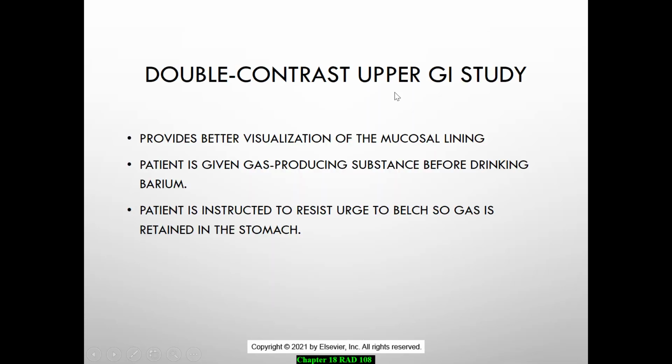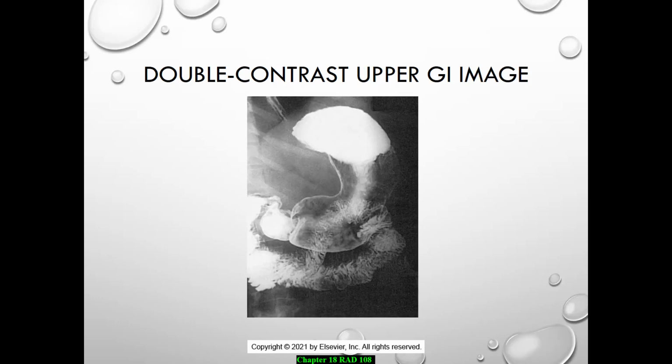And then if we have a double contrast upper GI, they're going to give them some crystals, and those produce gas, and then that gas will help to align that mucosal lining in the stomach. So one thing that you do need to tell your patients is not to burp or belch so that that gas stays in the stomach. So this is what that double contrast exam looks like.